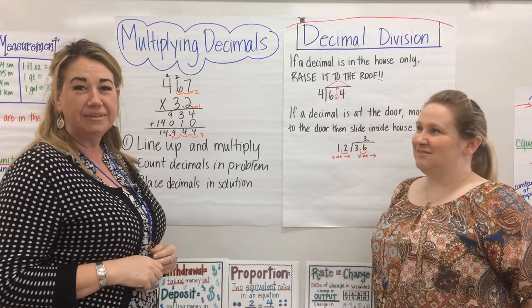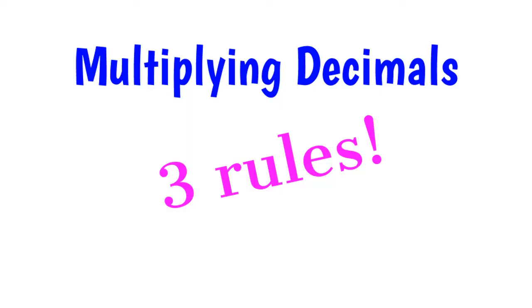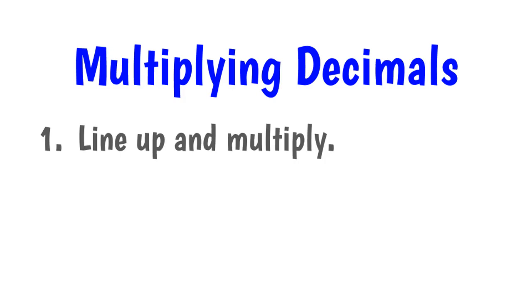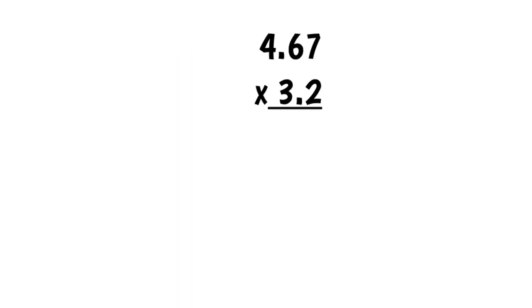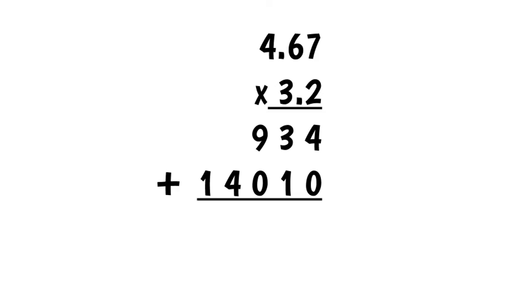Multiplying decimals is super easy. There are 3 rules you have to remember. The very first thing you have to do is line up and multiply as normal. So we have 4 and 67 hundredths times 3 and 2 tenths. When we multiply as normal, we end up getting 1, 4, 9, 4, 4.